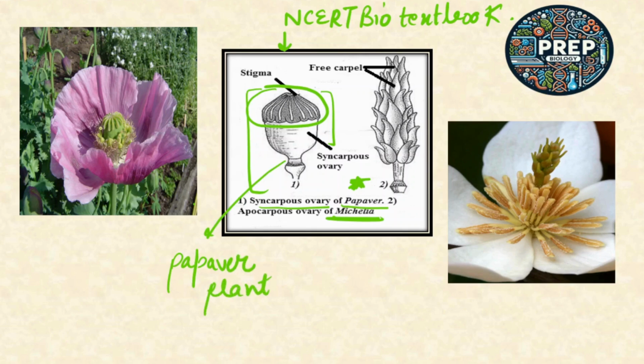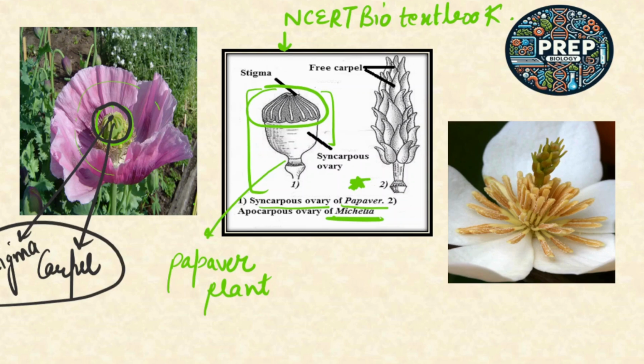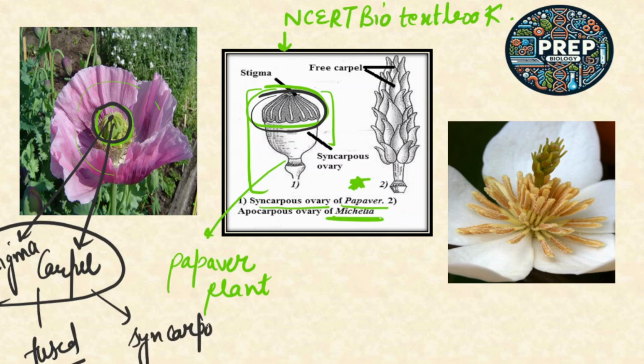This is the original picture of the papaver plant. These are the pinkish colored petals, and we have the middle part, that is the carpel, and the uppermost part is the stigma. So these parts are fused with each other. As you can see, they are all fused with each other. That's why they have a syncarpous ovary.